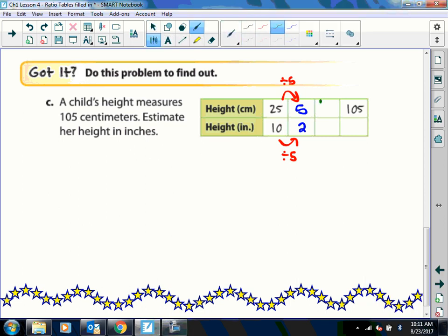So I put an extra box in here that we don't need. Sorry, I'm just going to color that in so you don't get confused, okay? So we don't need that. So what are we going to multiply 5 times to get 105? Yes, we're going to multiply times 21. Very good. So if I multiply down here times 21, how many inches is that? Very good. So a child that is 105 centimeters, we can estimate her being 42 inches.